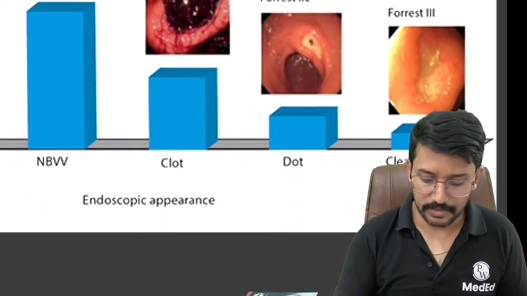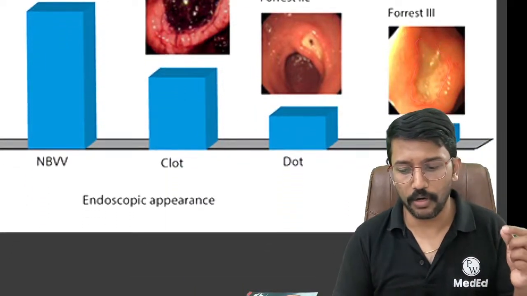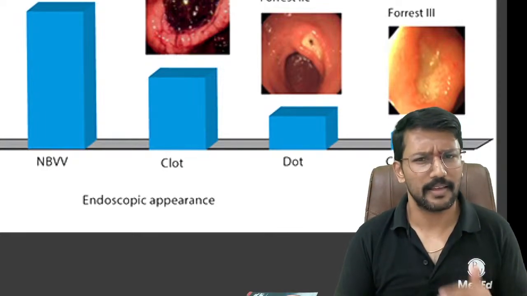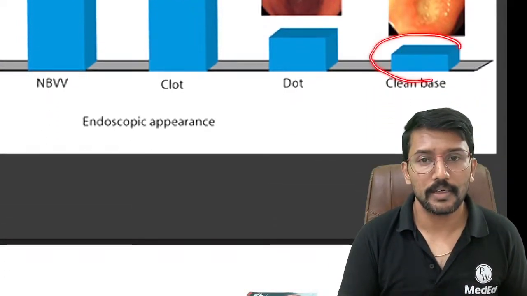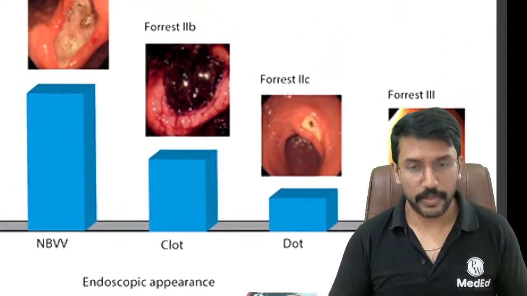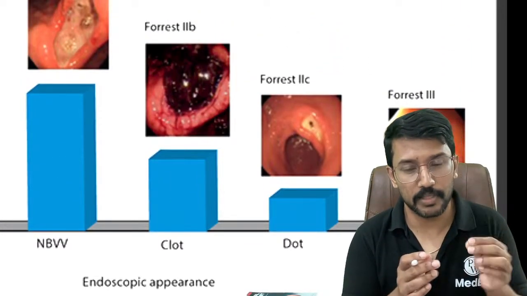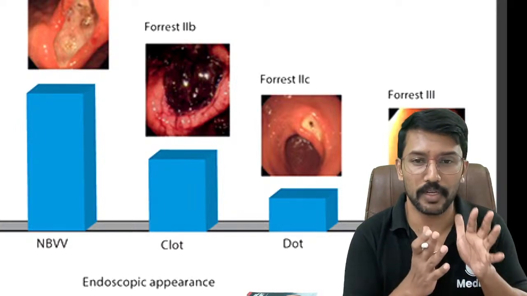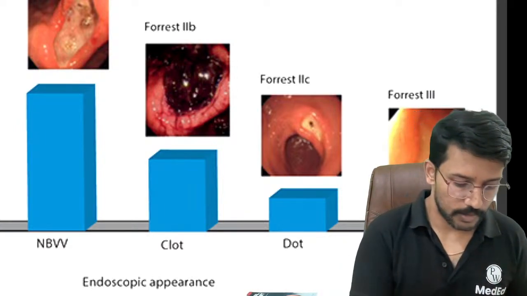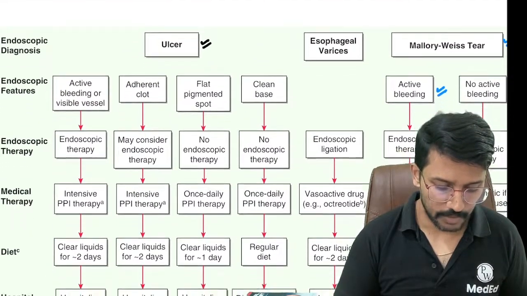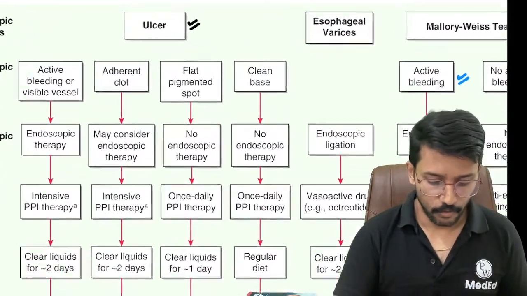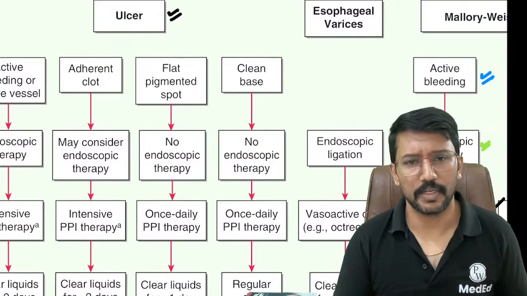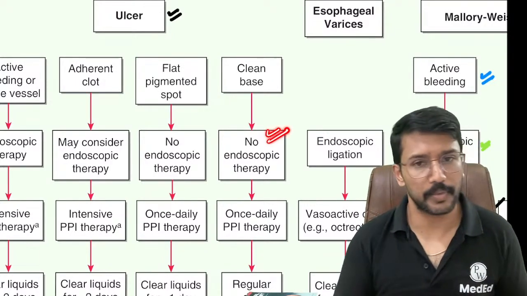And if you see an ulcer which has a clean base, you don't have a clot, you don't have a visible blood vessel, you don't have a dot, nothing, a clean base, it carries a very, very low risk of rebleeding, right? So whenever I diagnose that the patient has upper GI bleed because of a peptic ulcer, I have to look at the endoscopic images to decide which Forrest class it belongs to. And when you look into Harrison, he follows the same approach. If I have an ulcer with a clean base, which is Forrest class 3, which has a very low risk of bleeding, such patients do not require any endoscopic treatment.